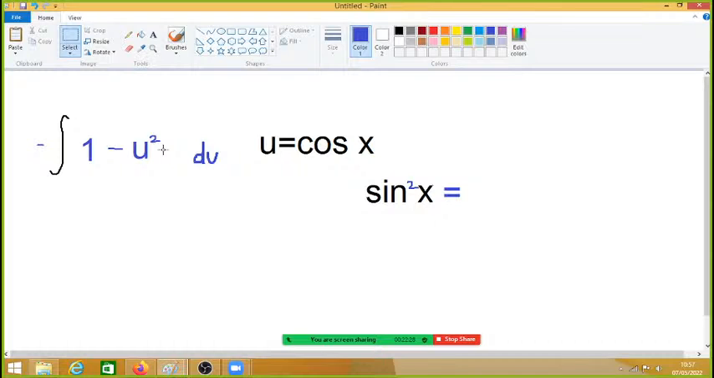answer. Good, and well done to Aisha. Once you've got the answer in terms of u, once you've integrated, then put back anything that had u in your answer, just swap it for cos x, and then you'll be there.